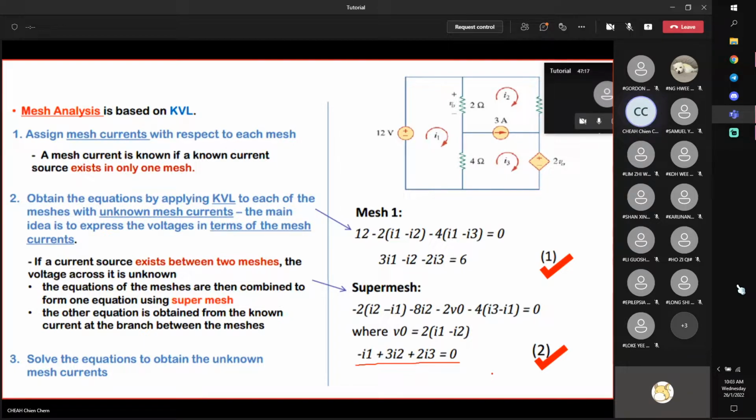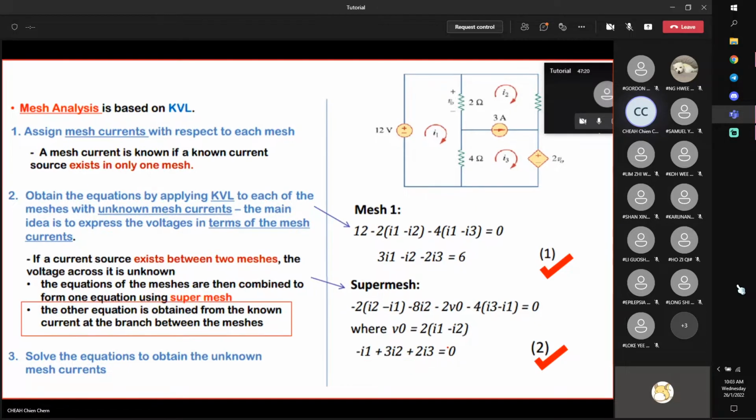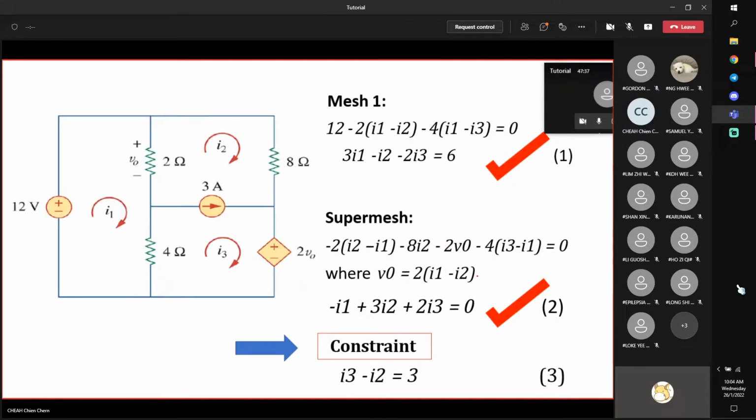But as I mentioned just now, by using super mesh, it means that you have lost one equation by combining two meshes into one. But fortunately, we can still obtain the other equation by this branch current. Even though the voltage is not known, the current is known. This current is known. So this is called the constraint equation. You can do this as I've shown it to you just now. This is I2. This is I3. This is 3 ampere.